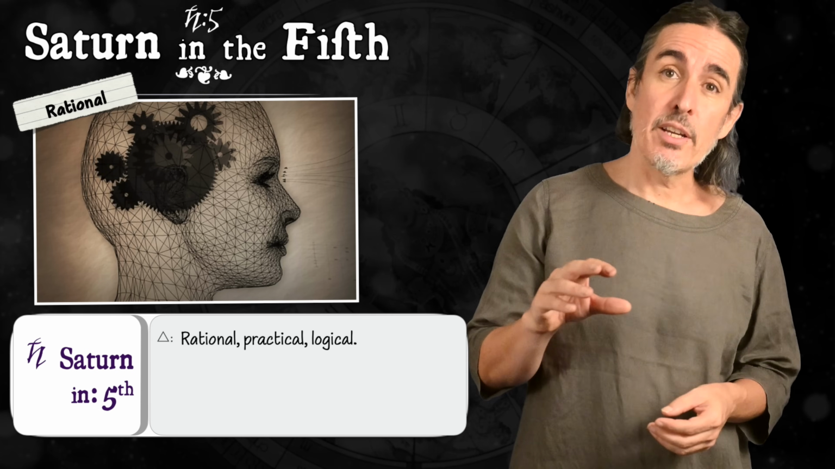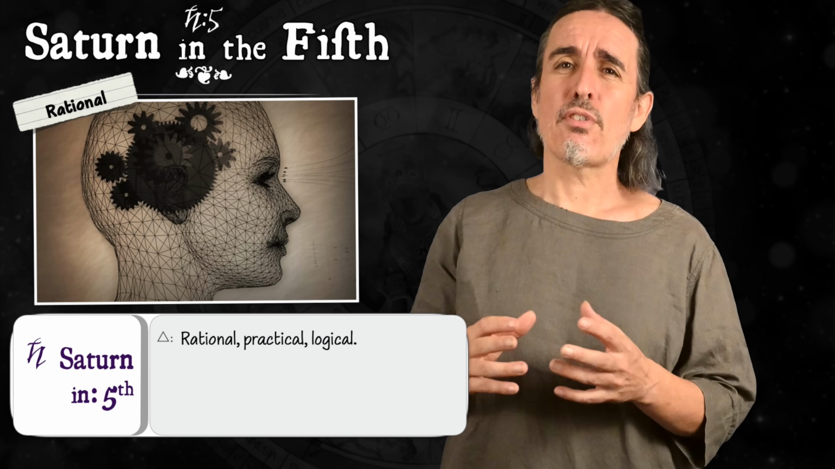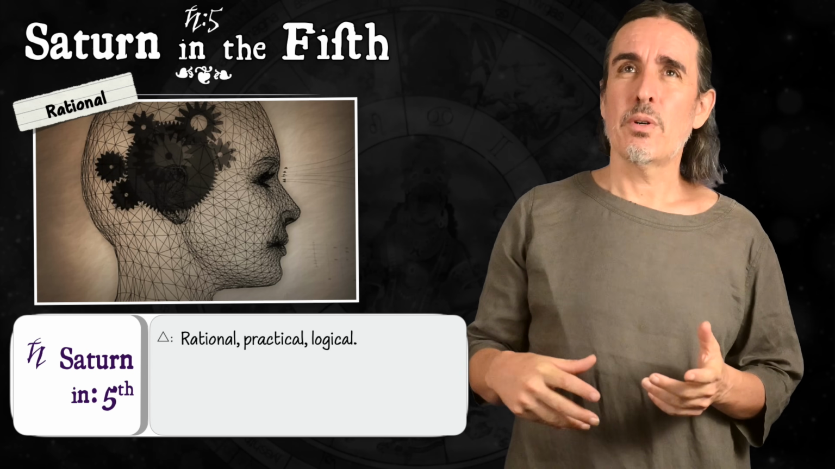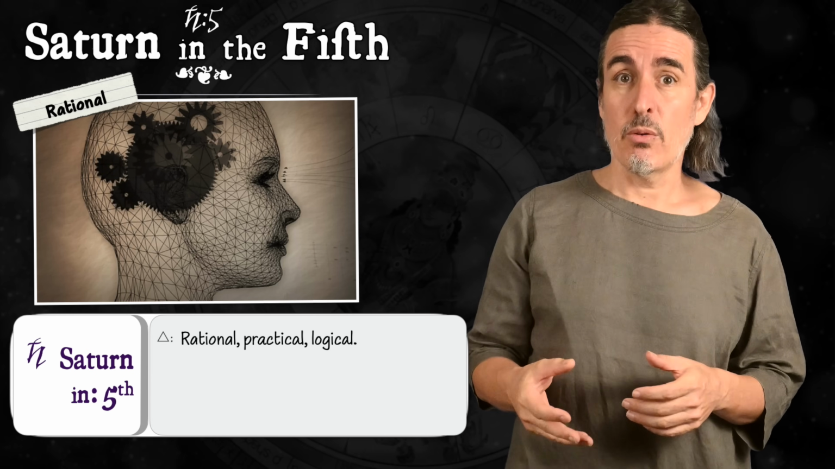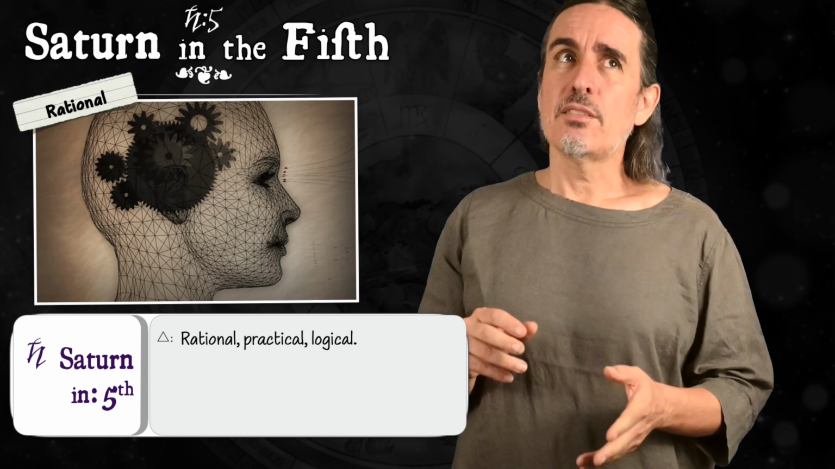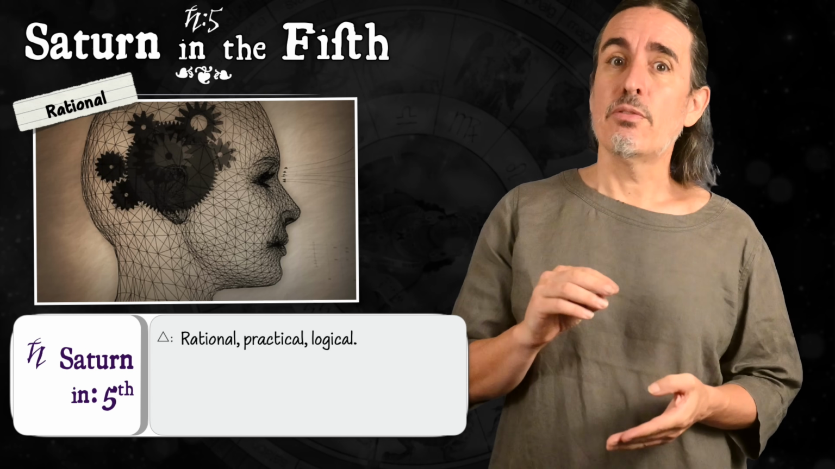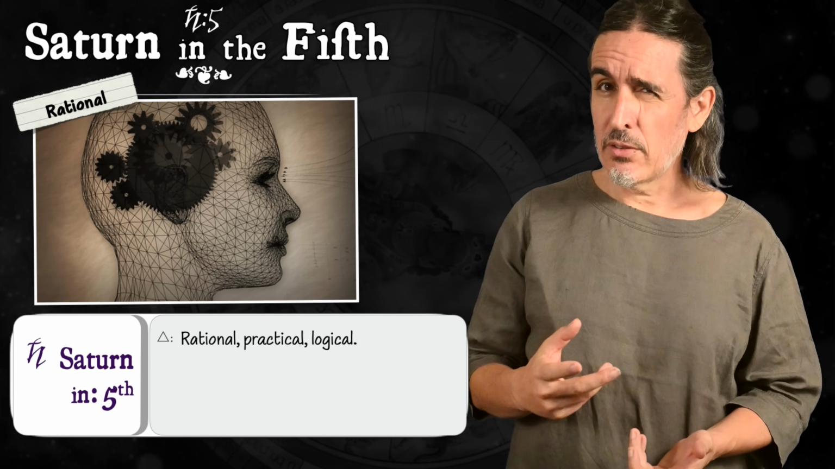So you can call it very rational, and you can also call it very practical. It doesn't care so much for what it likes or dislikes. It cares more about what works or doesn't work. So Saturn in the fifth house is very good for scientific thinking, logical thinking.